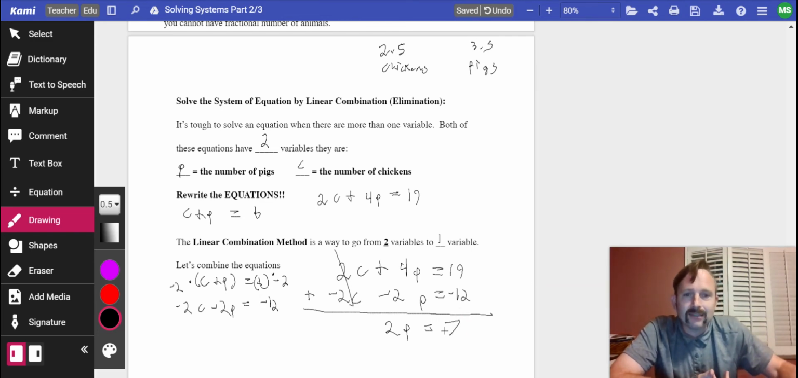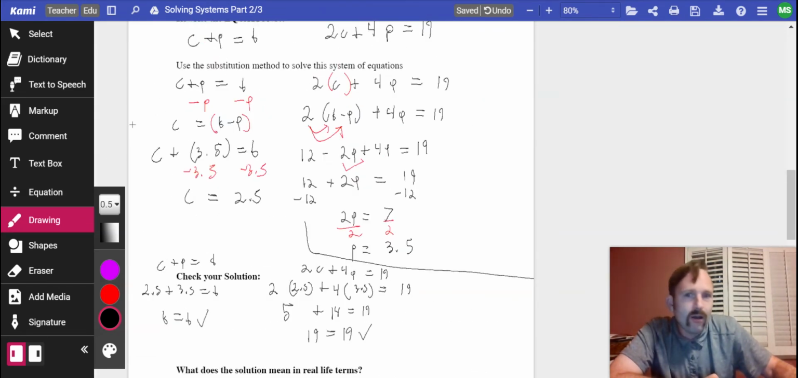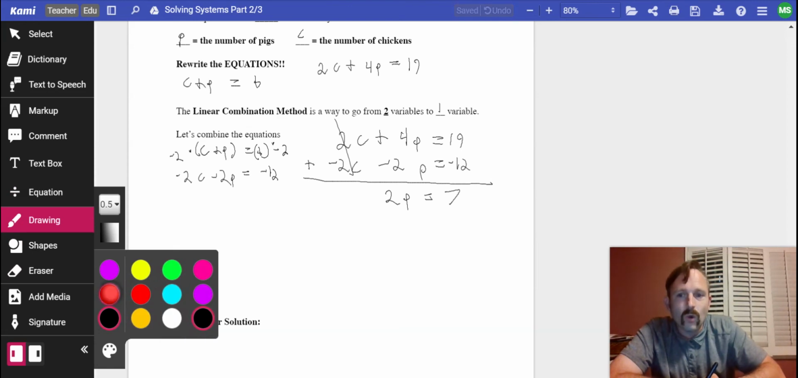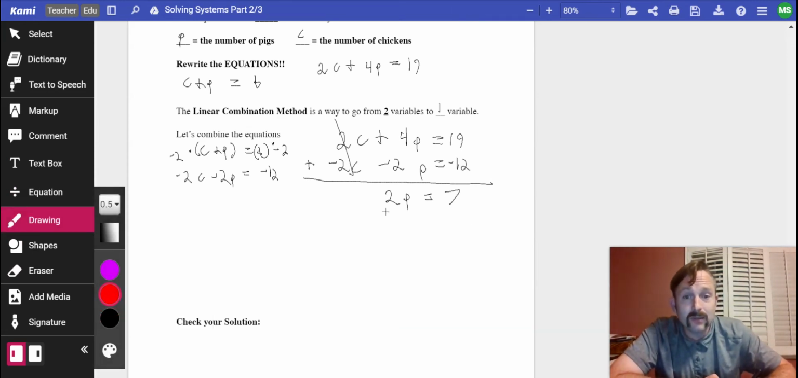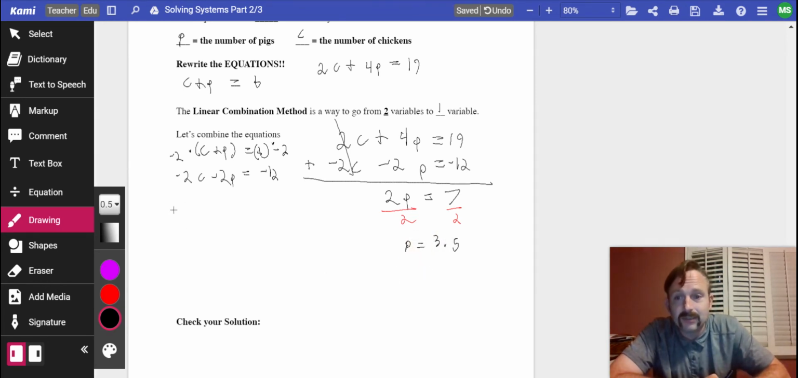Now, this looks exactly like how we solved the other ones. Let's go back. Look, right here. We did all this work right here to get to this right here. P is equal to 3.5. Look how much less work we did in order to solve this. This is one way, an easier way sometimes, to solve a system of equations. It's just a little different, and that's okay, as long as we understand what this means.